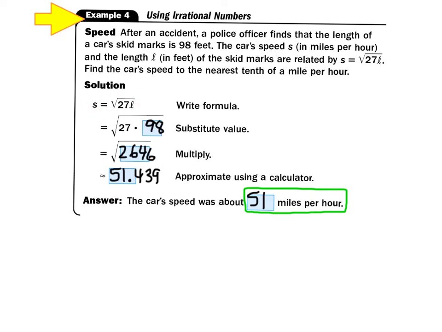So I start off with the equation S equals radical 27L, and then I substitute in the value for L, the 98 feet, and I multiplied under the radical, so I got radical 2,646. And then I used a calculator. I'm not going to expect you guys to do this without a calculator. Or if I asked you to do it, you could use that table that I gave you. But this would be about 51.439. And so I just rounded that. It's about 51 miles per hour. That was the car's speed before the accident.